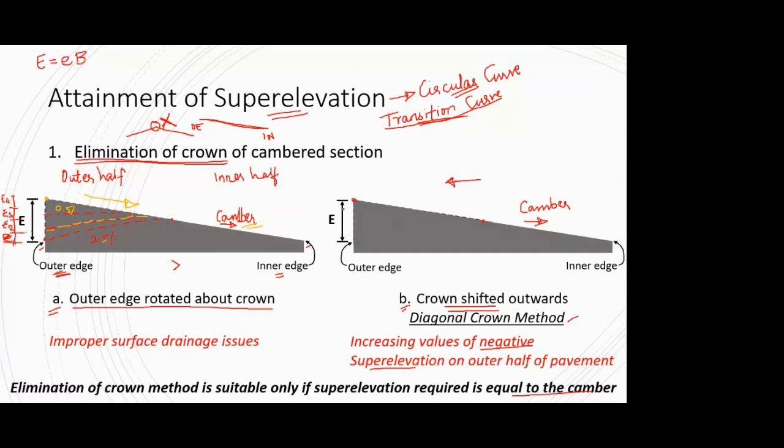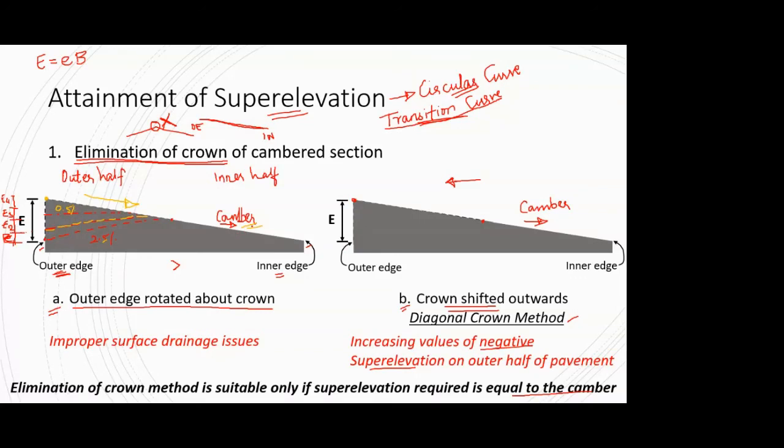So we have seen that not always do we require a superelevation equal to camber. In some cases of a sharp curve, the camber value is less, but the superelevation is more than the camber which we have provided. We might have provided a camber of 2% or 2.5%, but the superelevation works out to be 7%, the maximum one. In that case, we can't just go with this method of elimination of crown, because by this method we will only be able to achieve a superelevation equal to the camber value, but we require the greater one, that is the 7% value. So this method is not suitable.